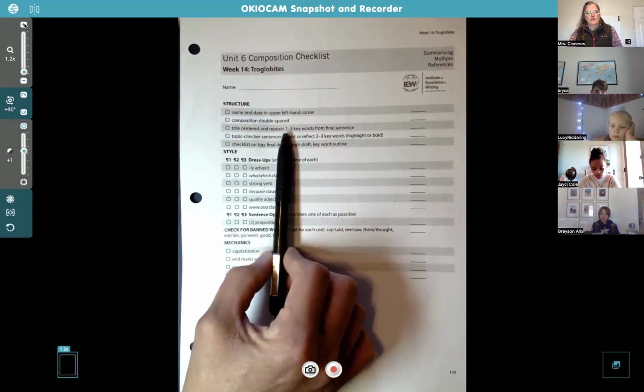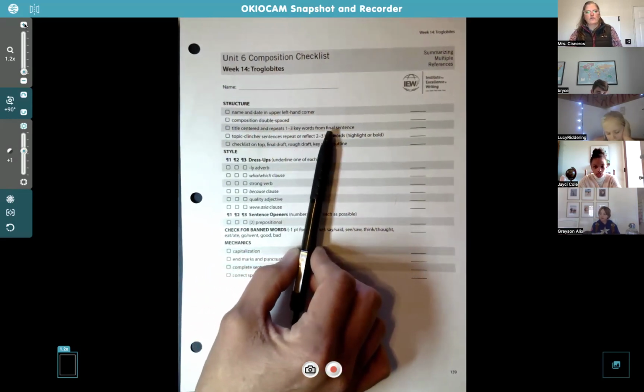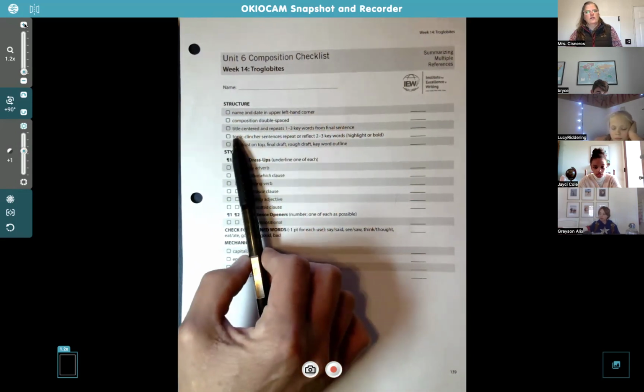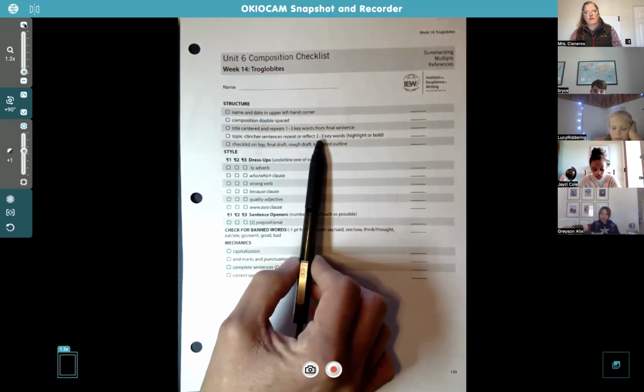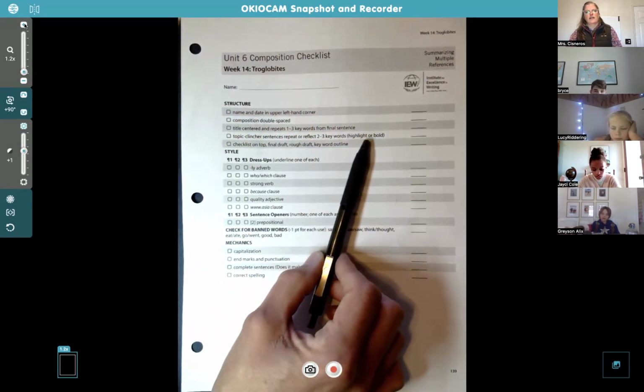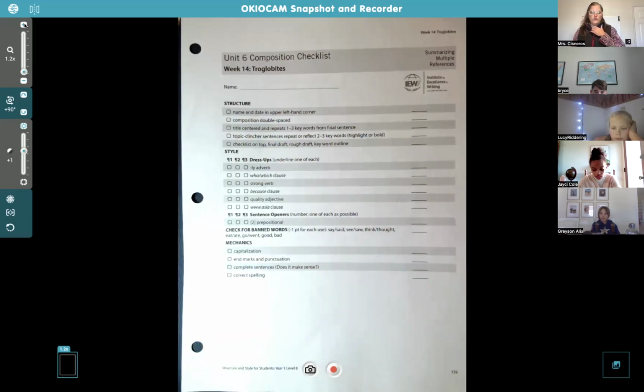Title centered, that should be in the middle, 1 to 3 keywords from the final sentence. Your topic clincher sentences repeat or reflect 2 to 3 words, highlight or bold. So those words should be like the waterfall climbing cave fish. You can use just 2 or 3 of those words. I know that the name of the fish is like 4 words long, so you can pick just 2 or 3.